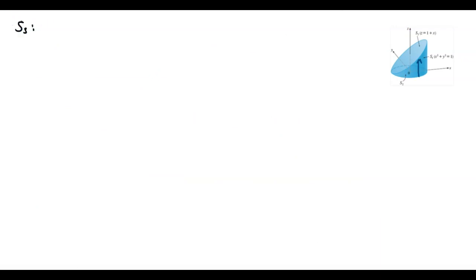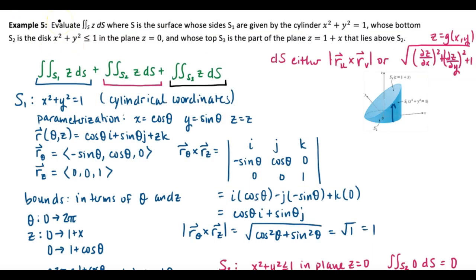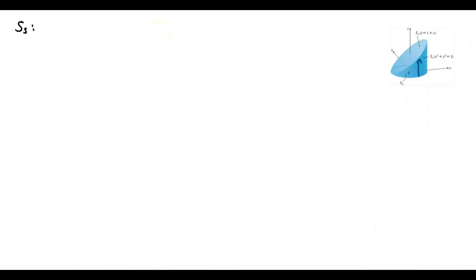And S3 is given by this equation, z equals 1 plus x, so on the top of this solid. So z equals 1 plus x. We know we need to find this dS. And isn't this one of the special cases? Because isn't this really z as a function of x and y?